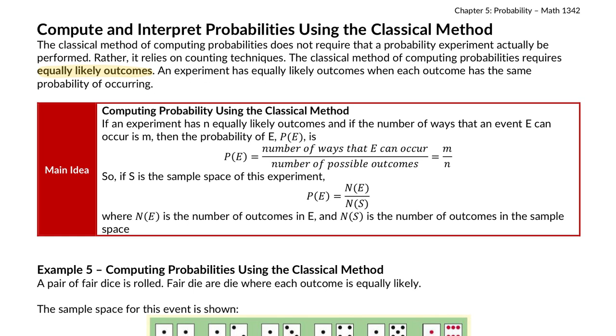So if we compute probability using this classical method, if an experiment has n equally likely outcomes, and if the number of ways that an event E can occur is m, then the probability of E is simply the number of ways E can occur over the number of possible outcomes. We have all of these formulas, but what I really want you to focus on is this one. The probability of an event is equal to the number of times that event can happen divided by the number of items in the sample space.